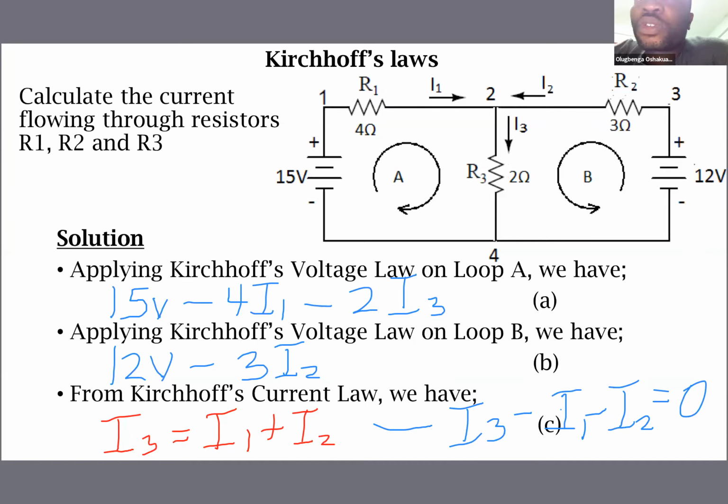Then coming to R3, we would have I3 flowing through R3. Since the direction of current flow still agrees with the direction with which we navigate that loop, then we'll still stay minus again. And that will be minus 2 ohms times I3.